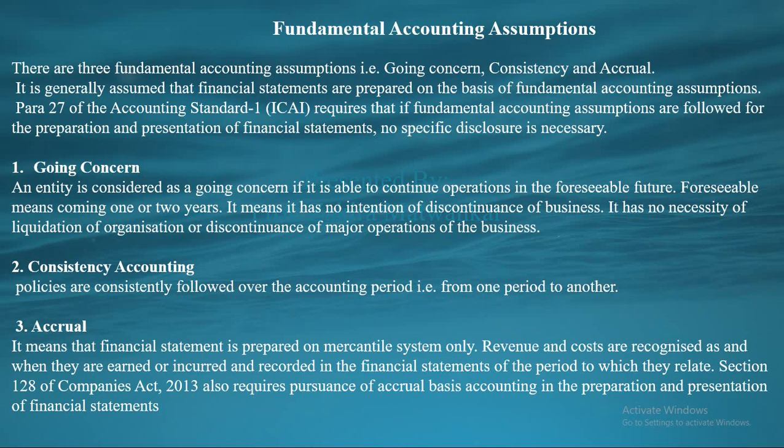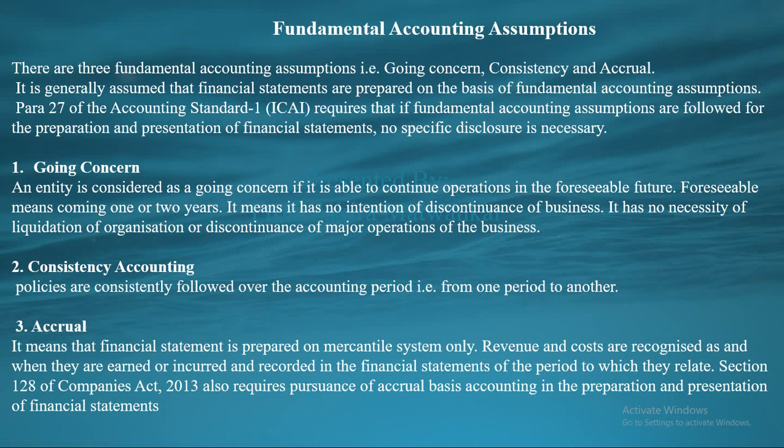First is going concern. What is a going concern? An entity is considered a going concern if it is able to continue operations for the foreseeable future. Foreseeable means the coming 1 or 2 years, meaning you are able to do your business in the future for 1 or 2 or more years. It means it has no intention of discontinuing the business. Meaning you will not wind up your business, you will do the business in the future also. There is no necessity of liquidation of your organization or discontinuation of major operations of a business. So going concern gives an idea that you will continue your business for more than 1 or 2 years.